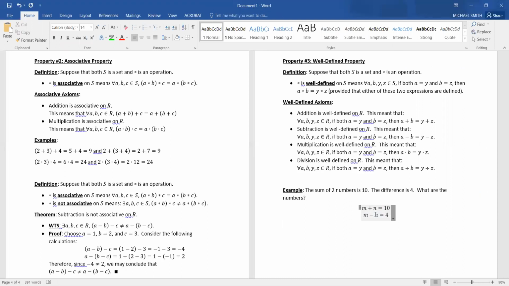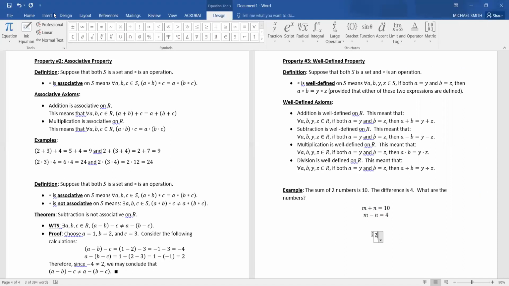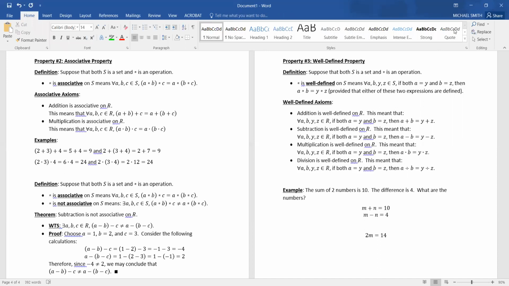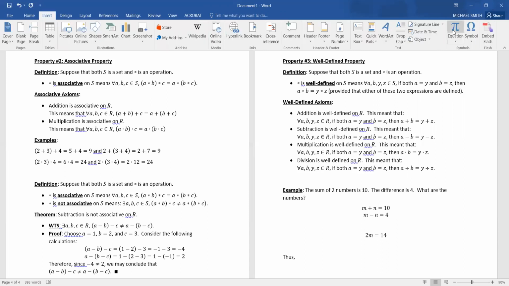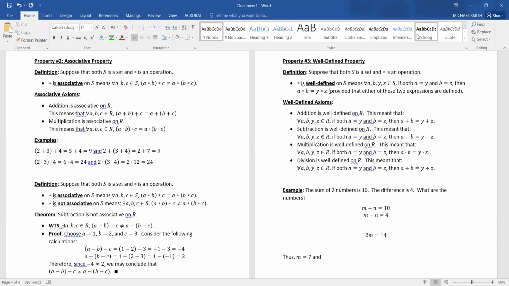Now, the easiest way to solve this would be to add the two equations together. So when I add the left-hand side together, I'm going to get 2m. Notice the n's cancel. When I add the right side together, I'm going to get 14. So 2m equals 14. Thus, m equals 7. And n equals 3.